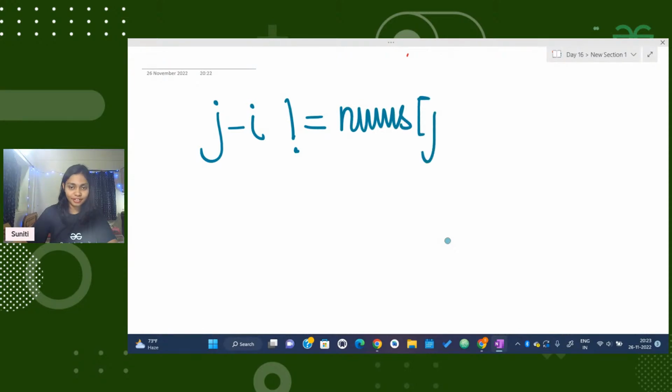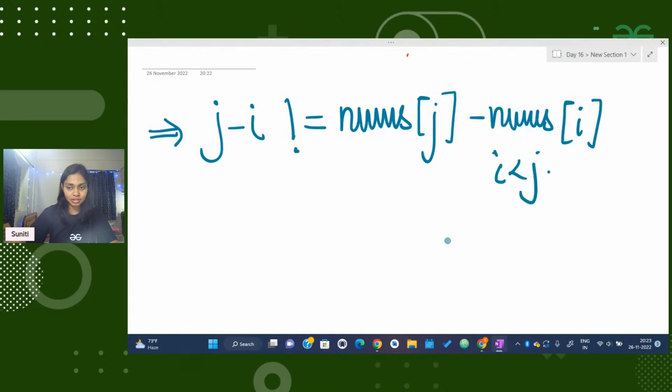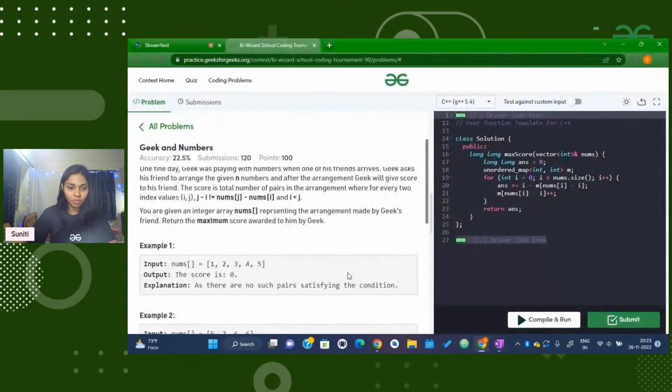Okay, that's great. If you were able to solve it in even a time complexity of n cross n, that's really great. With practice, you will get better. All right, so let us look at how we can do it in linear time complexity. So what we need is j minus i is not equal to nums[j] minus nums[i], and of course i is less than j. This is the condition on the basis of which we are giving the score. And what is the score? The total number of pairs. Score is the count of the pairs that we have.